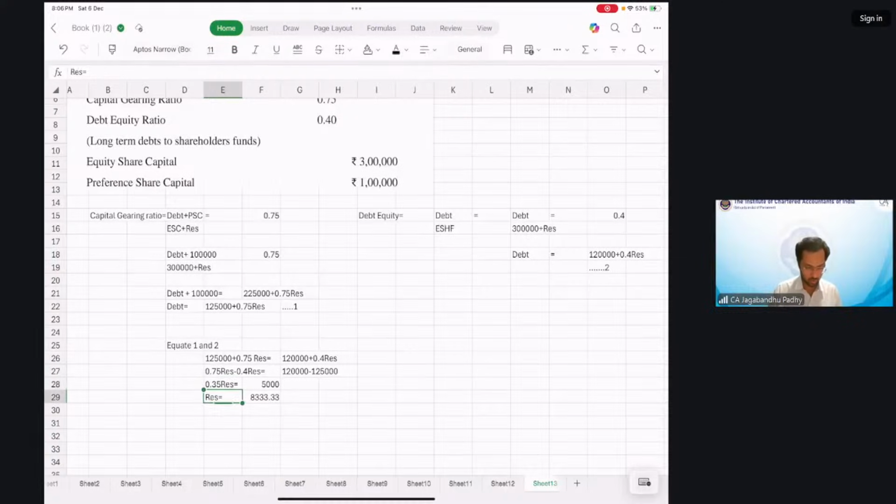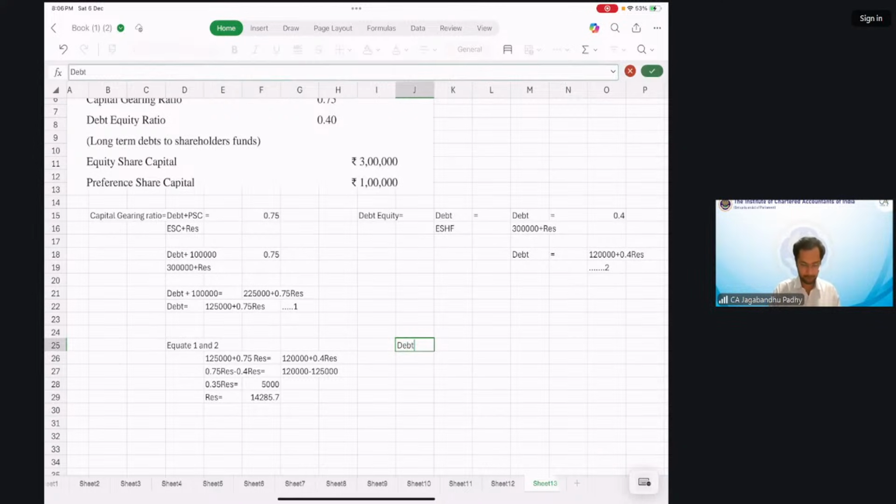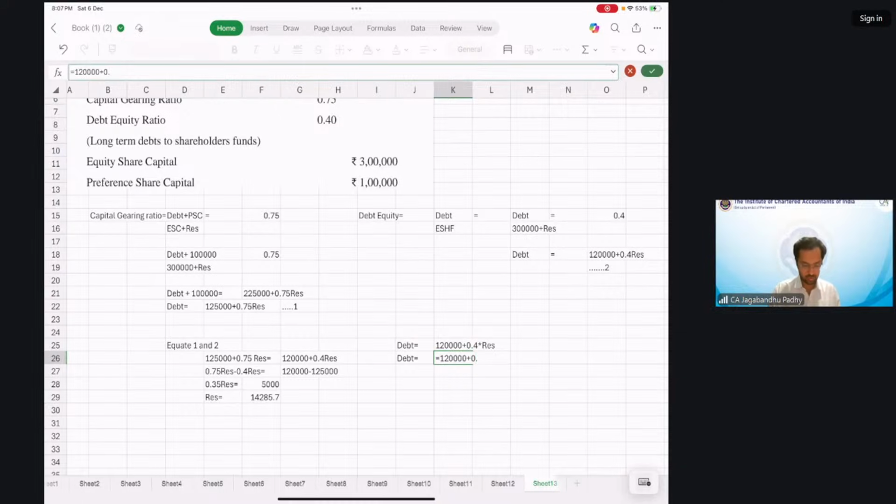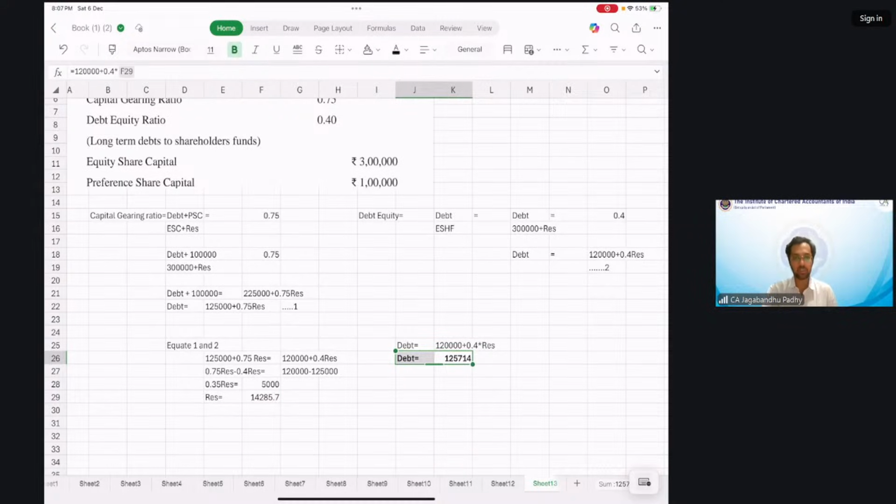So reserves are working out to be what? 5,000 divided by 0.35, yeah, 14,286. So reserves is 14,286. And therefore, what will be the value of debt then, guys? You can use either of the formulas for debt. So it will be 1 lakh 20,000 plus 0.4 times reserves. So finally, it is 1 lakh 20,000 plus 0.4 times 14,286. So debt is 1 lakh 25,714.